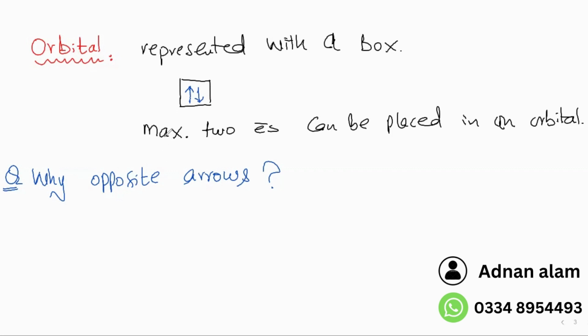To answer this question, beta, we need to know what kind and what type of motion electrons do. The movement or motion of electrons. So an electron has two types of motion.